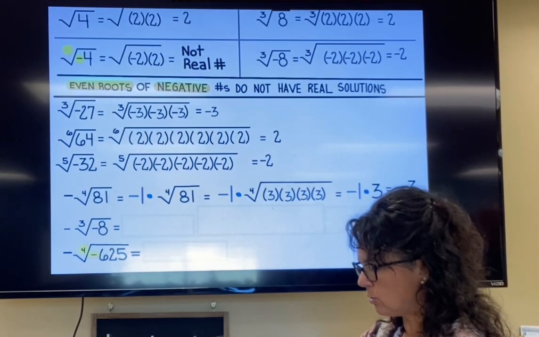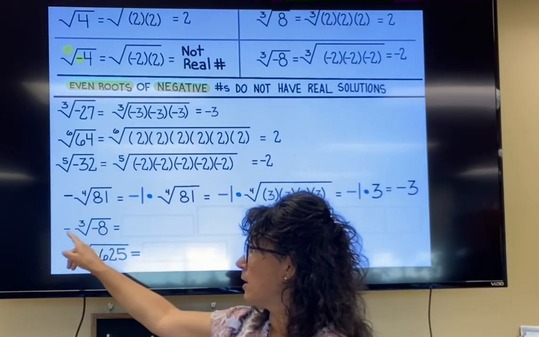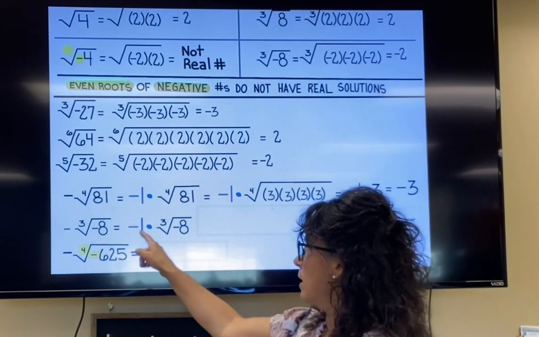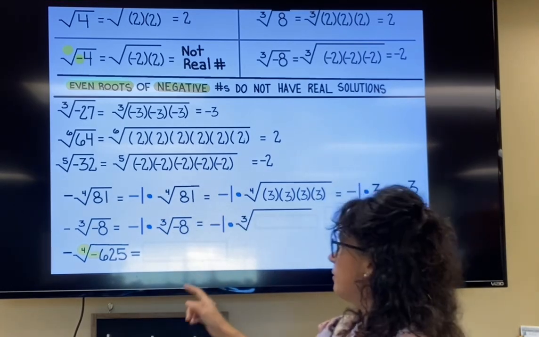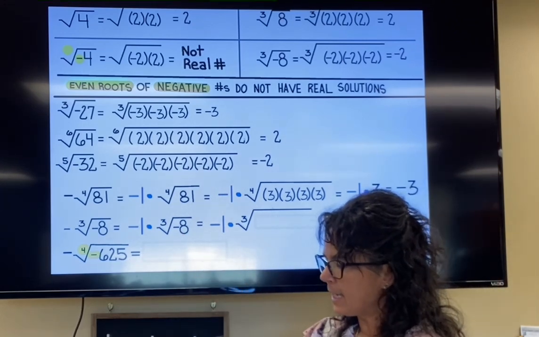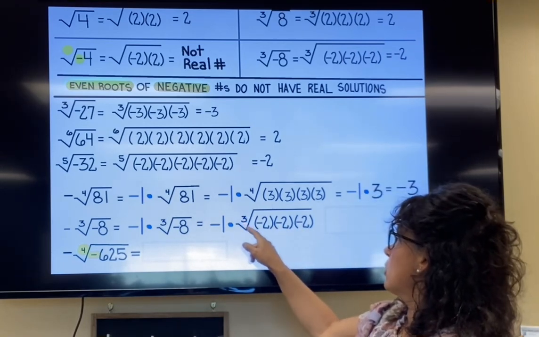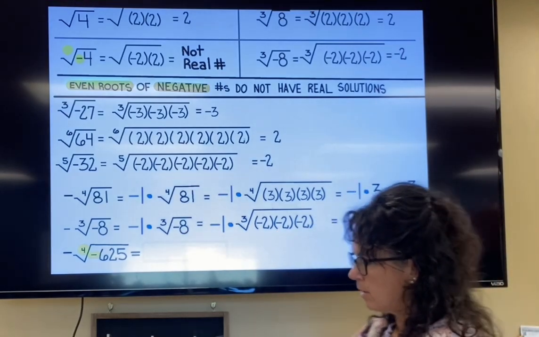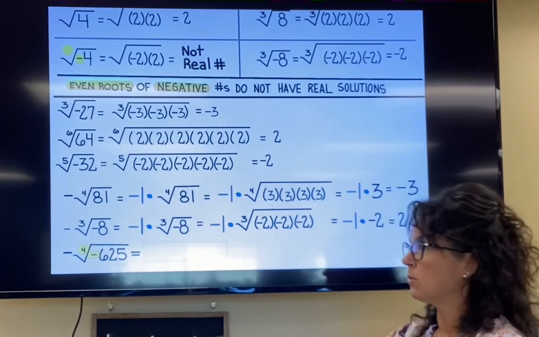Okay, so here's just 2 last examples. This one, negative cube root of -8. Remember, the negative in the front just means -1 multiplied by. So I have -1 multiplied by the cube root of -8. Then I want to think of a number times itself that gets me back to -8. And that is -2 times -2 times -2. So the answer to the cube root of -8 is going to be -2. So now I have -1 times -2, which is +2.